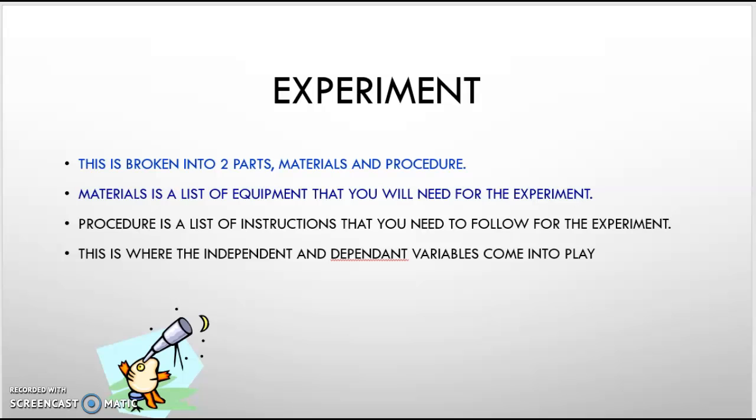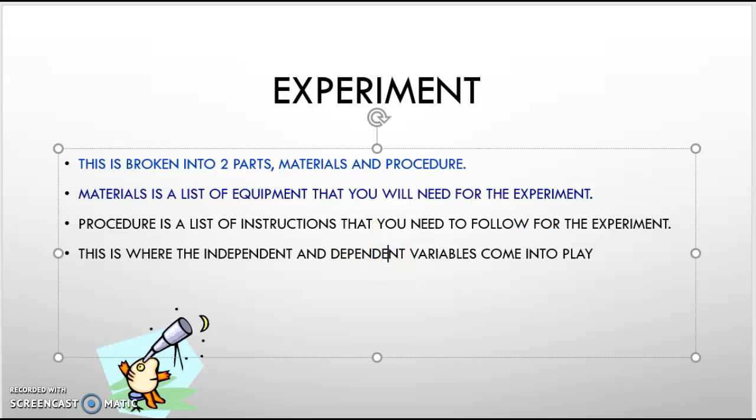The procedure is the second part. So the procedure is a list of instructions that you need to follow for the experiment. Okay? And this is where the independent and dependent variables come into play. Not only did we talk about independent and dependent variables when creating our hypothesis, but also in our experiment.